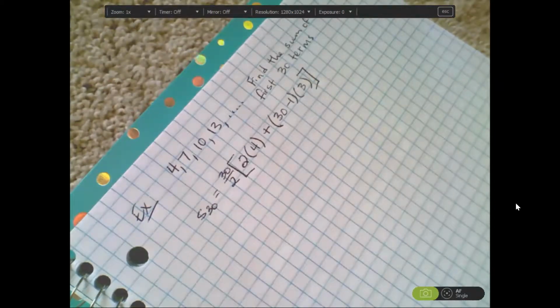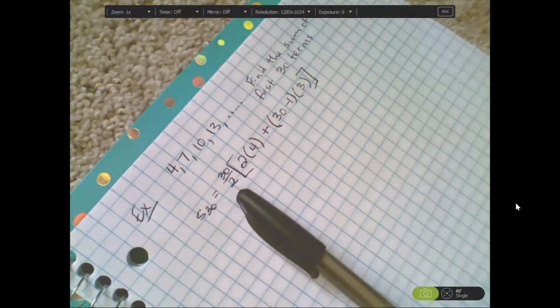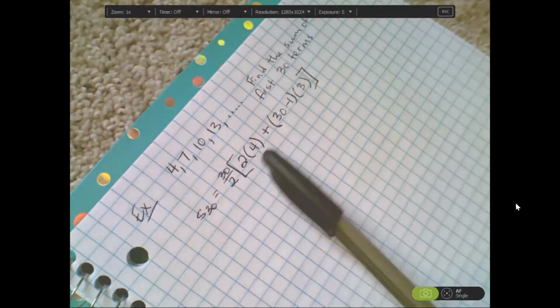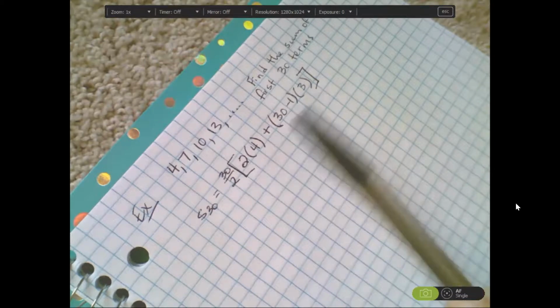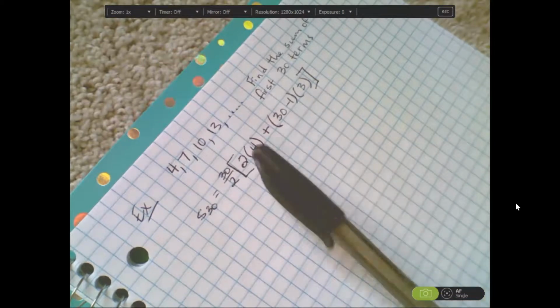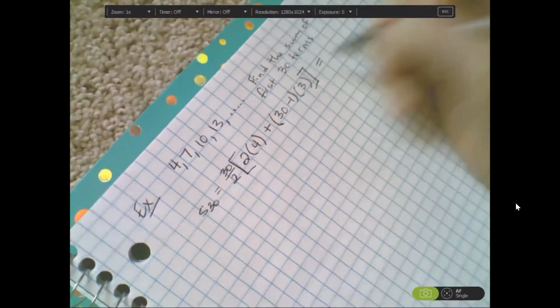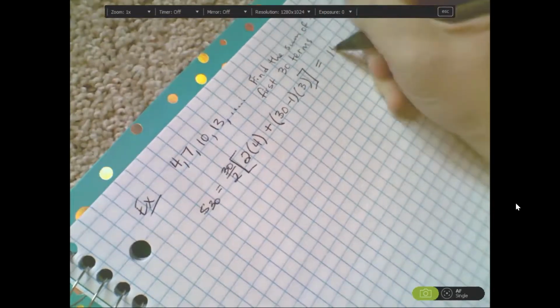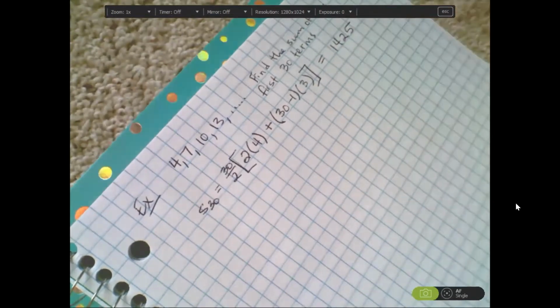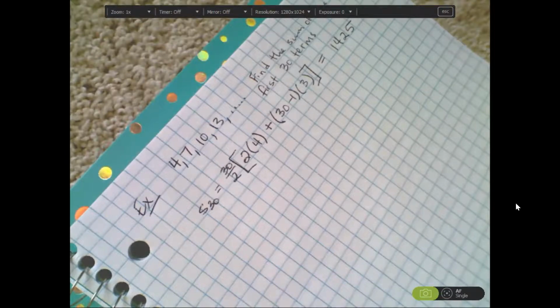So if I just do the math on that, this is going to be 15. This is going to be 8. This is 29 times 3, whatever that is. Add the 8, multiply by 15. If we work all of that out, we can get a grand total of 1425. So we don't even have to know what all the terms are. We've got this formula that will let us figure that out.